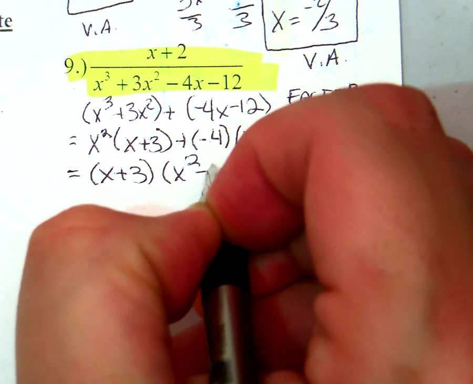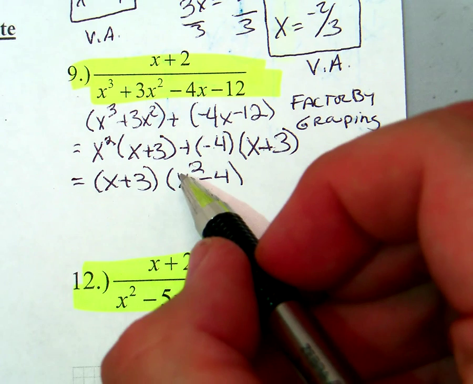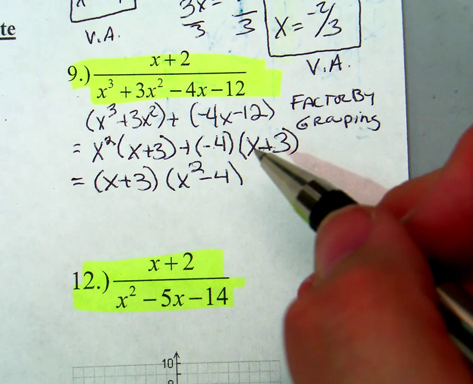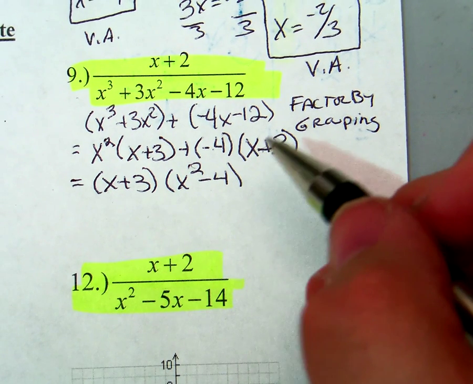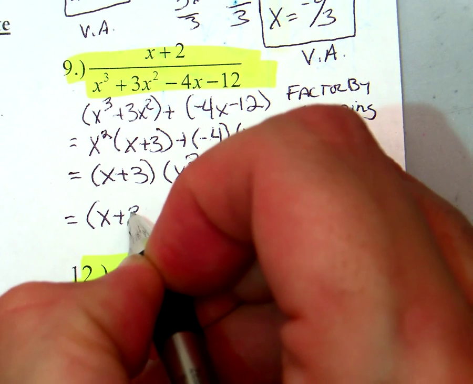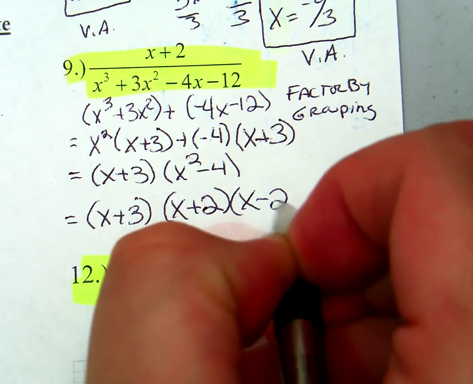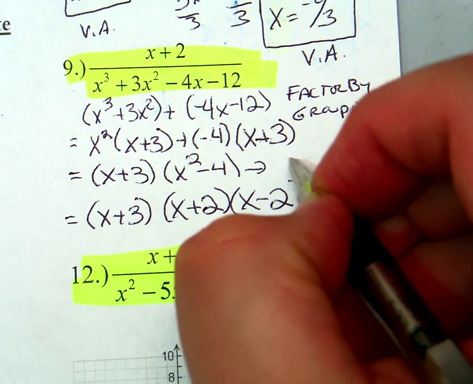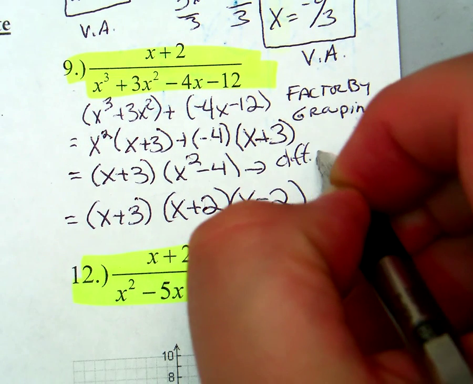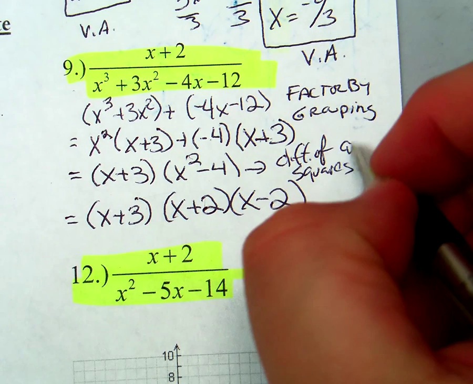Can I factor x squared minus 4? Yes. It's x plus 2 times x minus 2. This is your difference of squares, a squared minus b squared. Then you have to use other paper if you do not have space.